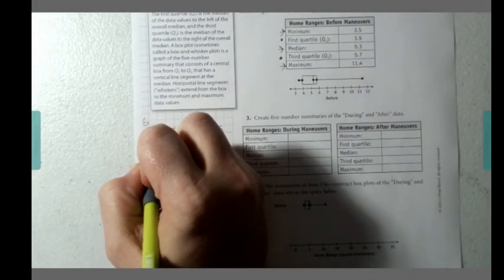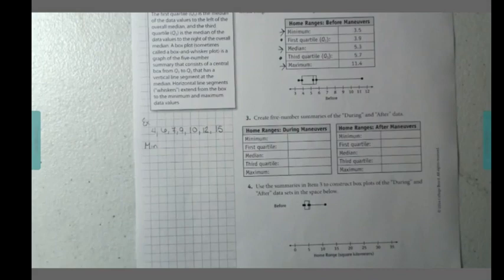So the first thing I'm going to do is I want to find my minimum value. Well, my minimum value is the smallest number in my data set. That's going to be 4. Next, I want to find my maximum. My maximum is going to be the highest number in the data set, 15. Then I want to find my median.